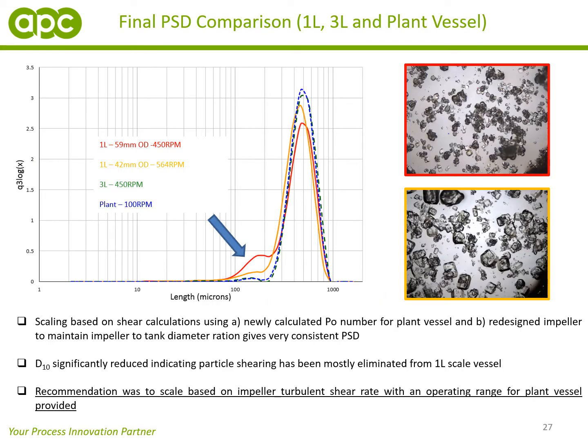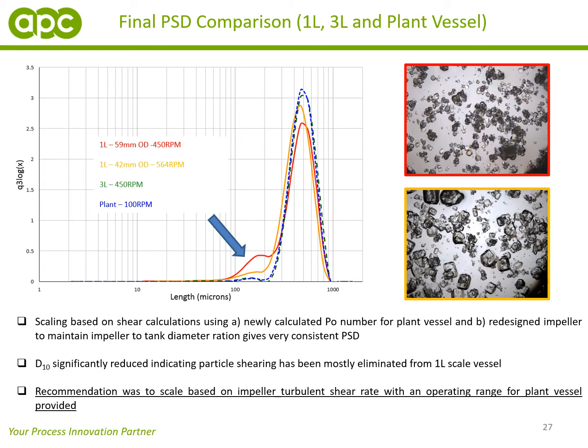And what this means in real terms is, when we look at the PSDs once more, we have the 1 liter original 59 millimeter impeller diameter compared to the 3 liter and plant scale vessels. And again, you see this fine hump in the red that was originally there. But when we reran the experiment with this new impeller diameter and stir speed to match constant shear, you can see the significant reduction in the D10 as the PSD trace goes from the red to the orange color.